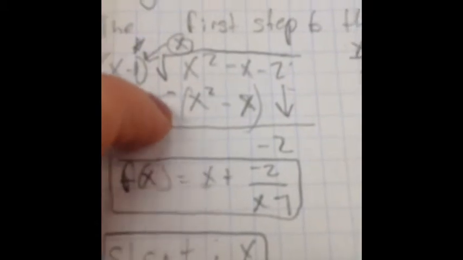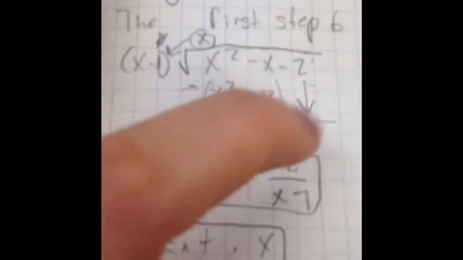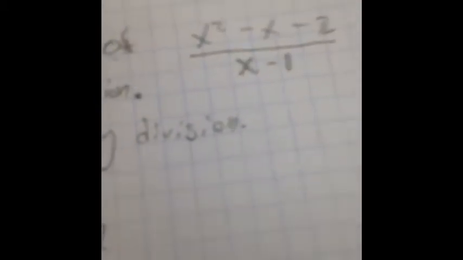Then go down. We see how many times they go into each other. So now we have x minus x. Bring down that 2. And now we have x plus 2 minus, over -2 over x minus 1. So your slant is just x, which is pretty simple. But we still have the remainder, which is remainder over divisor. So that is right here.